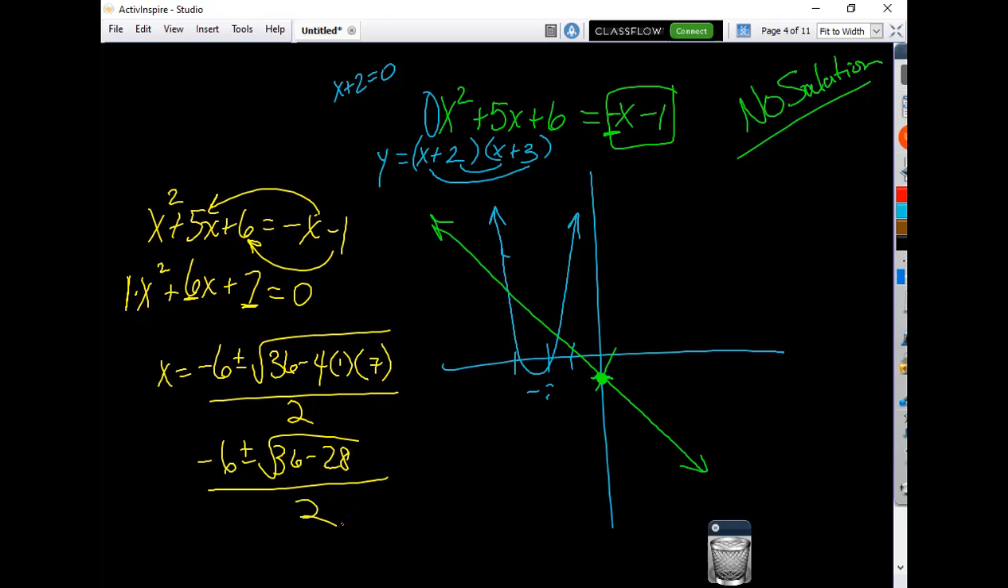I may not have a perfect square there because 36 minus 28 is just 8, right? So I've got a square root of 8 in there. But because it's positive, they do exist. We'd come up with probably 2 decimal approximate answers for x in this case. So that's how you would do that one.